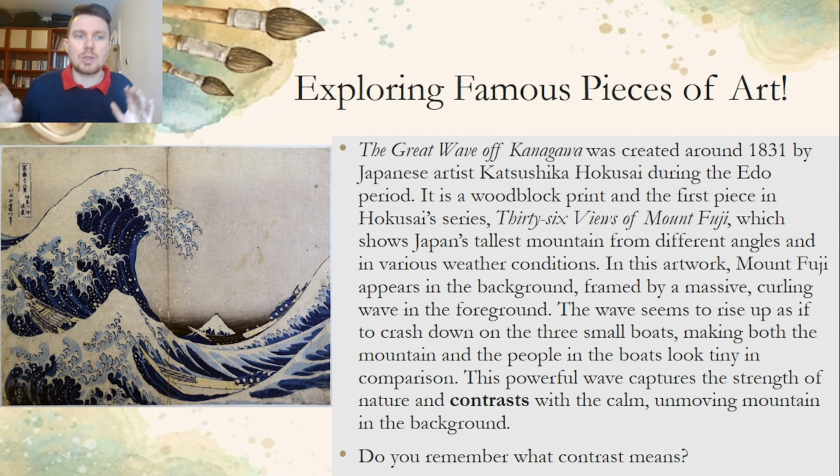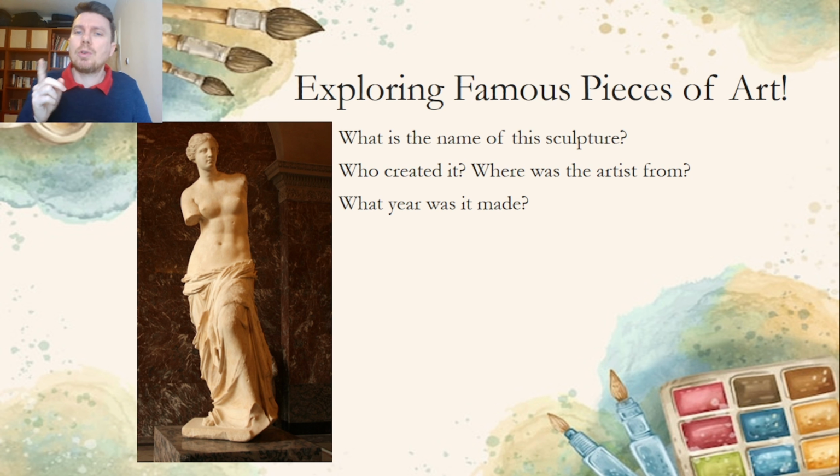So the next piece, what is the name of this sculpture? So we're going off paintings quickly. Who created it? Where was the artist from? And what year was it made? Let's have a look. This is Venus de Milo.